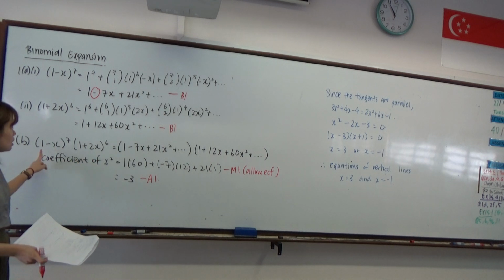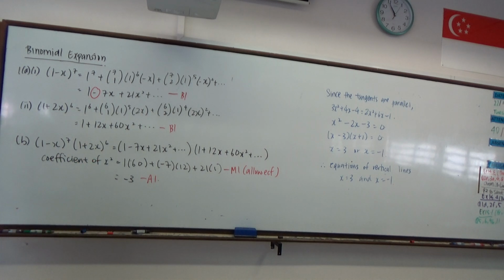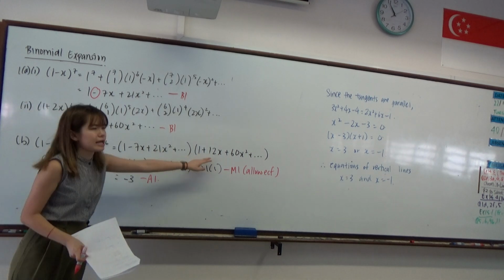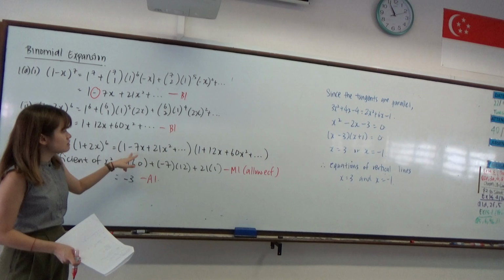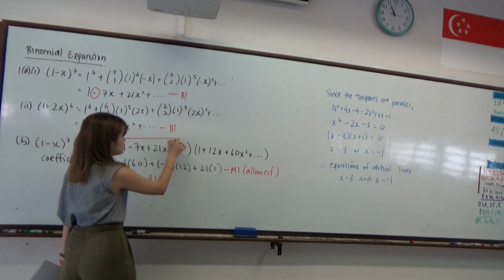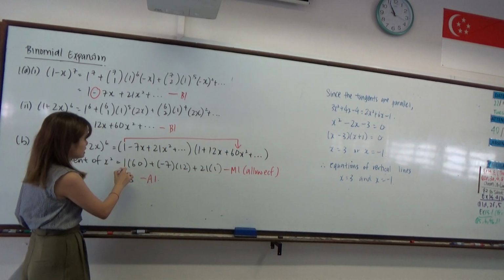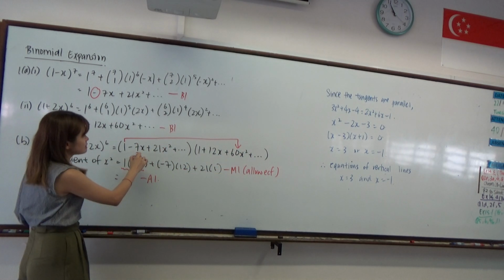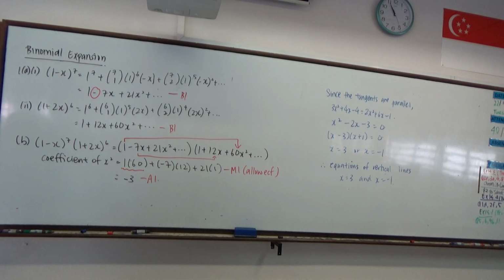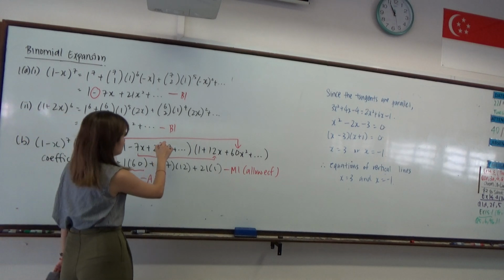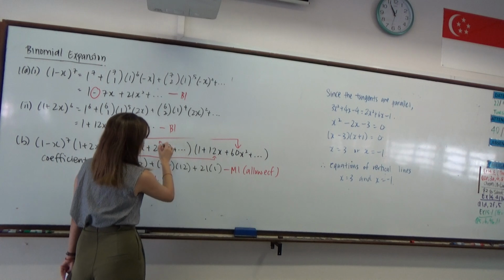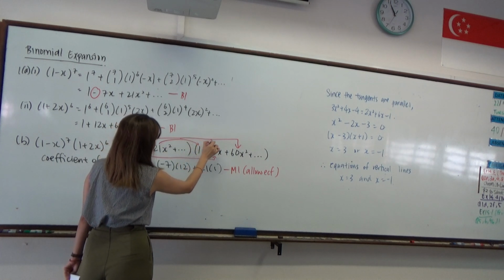In order to find the coefficient of x squared, a few of you think of it solely based on x times x, so you only take negative 7 times 12. That's not correct, right? Because you can take 1 times 60x squared, which is what I got here. Then negative 7x times 12x will also give you an x squared term. And lastly, your 21x squared with 1.